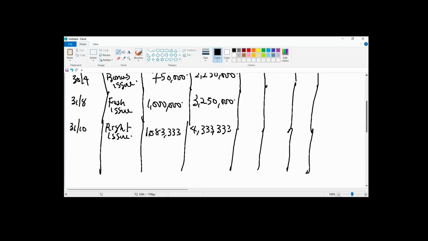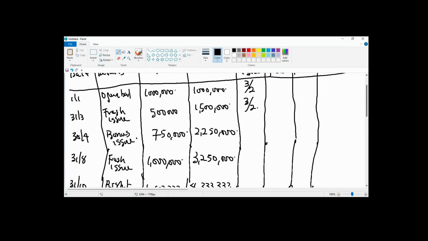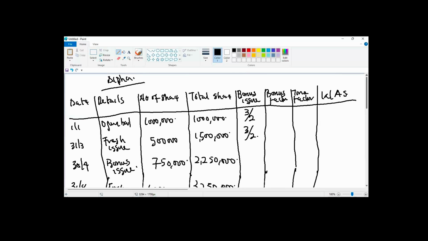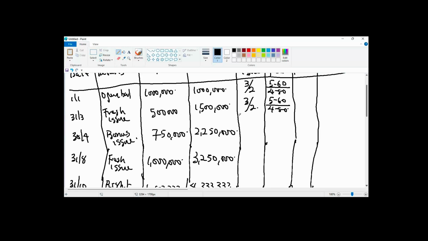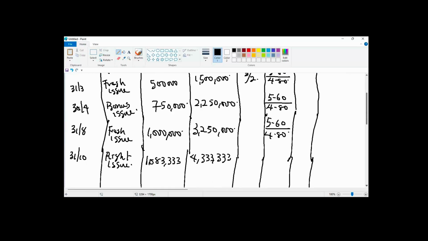So that's the end. I will now go to the time factor. We have not given the bonus factor, which is 5.6 over 4.8, to the existing shareholders. It's only the existing ones that collect bonus and rights.